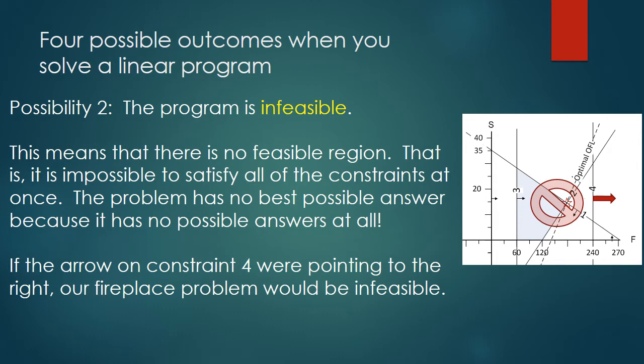There is no feasible region for this problem, which means not only doesn't it have a best answer, it doesn't have any answers. A program like this is called infeasible. And the only way you can get an answer to it is by making one of the constraints easier to satisfy or removing it entirely.